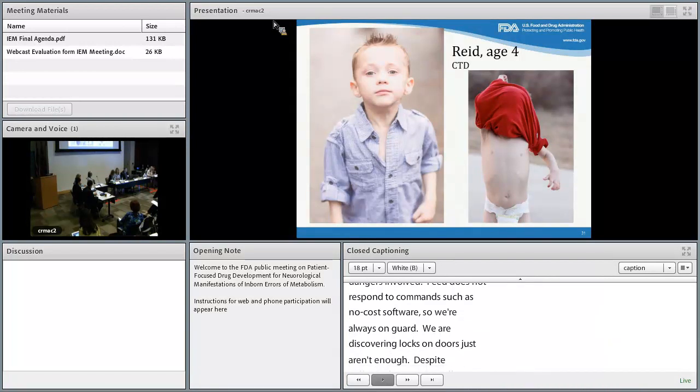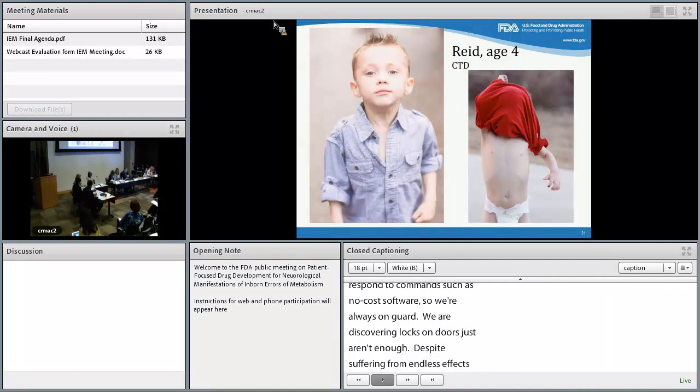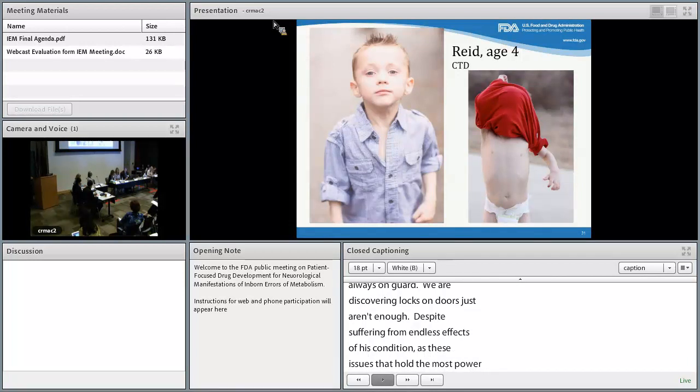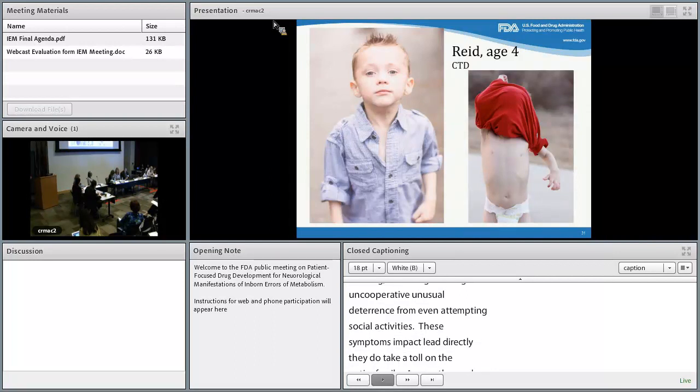Despite suffering from endless effects of his condition, it's these sensory, behavioral, and cognitive issues that hold the most power. Leaving the house, whether to go to school, a restaurant, or the grocery store, requires forethought and intense preparation. To do these things means that Reed must tolerate clothing, follow basic commands, and then behave in appropriate manners. Screaming and breath-holding tantrums, refusal to wear clothing, and being downright uncooperative are the usual deterrents from even attempting these social activities. These symptoms impact Reed directly, but they do take a toll on the entire family.